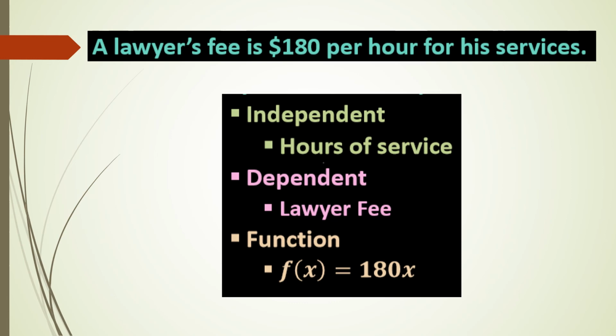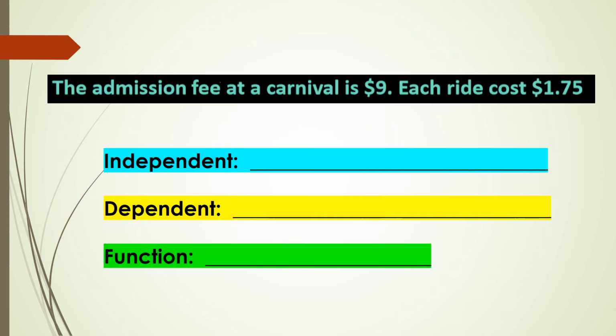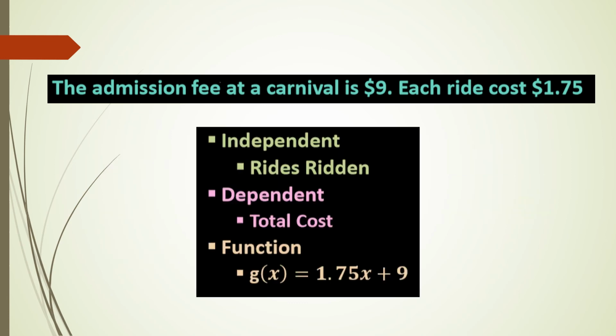You could also write it as y equals 180x. In this scenario, you have the admission fee at a carnival is $9, and each ride costs $1.75. Identify the dependent and independent quantities and write a function for it. Pause me while you do this. The independent quantity would be your number of rides that you've ridden. Your dependent quantity would be the total cost.